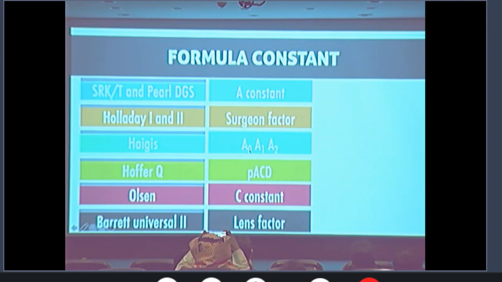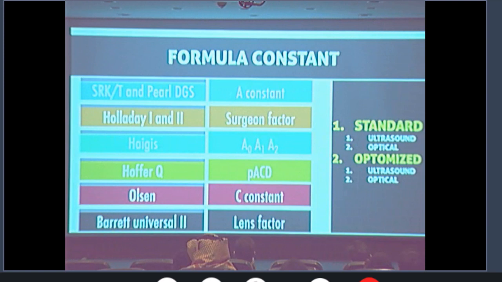In Haigis, we are using A0, A1, A2. In Hoffer Q, we are using the pACD, and Olsen uses the C constant, Barrett uses the lens factor. So each IOL has a different constant. A constant, surgeon factor, all of them are constants, but depending on which formula you are using, you will use such constant. Clear? So if you are using Holladay, you will not use the A constant. You will use the surgeon factor. Okay?